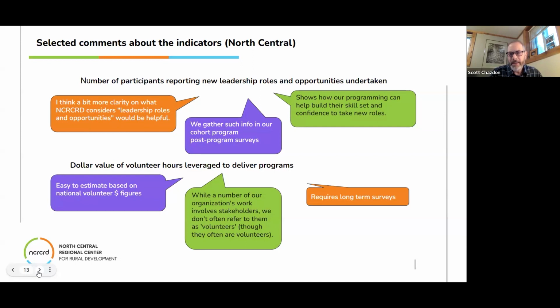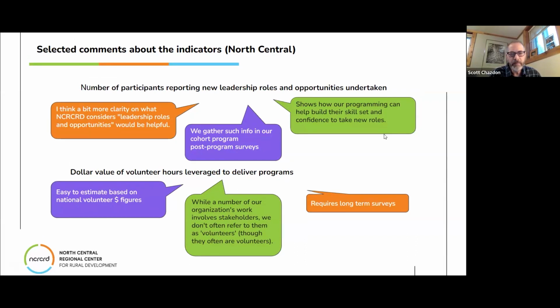One comment said that we gather this information already from our cohort programs and post-program surveys. I happen to know that response came from Minnesota. We also had a comment that shows how this fits with our programming to build confidence and get people to take new roles.